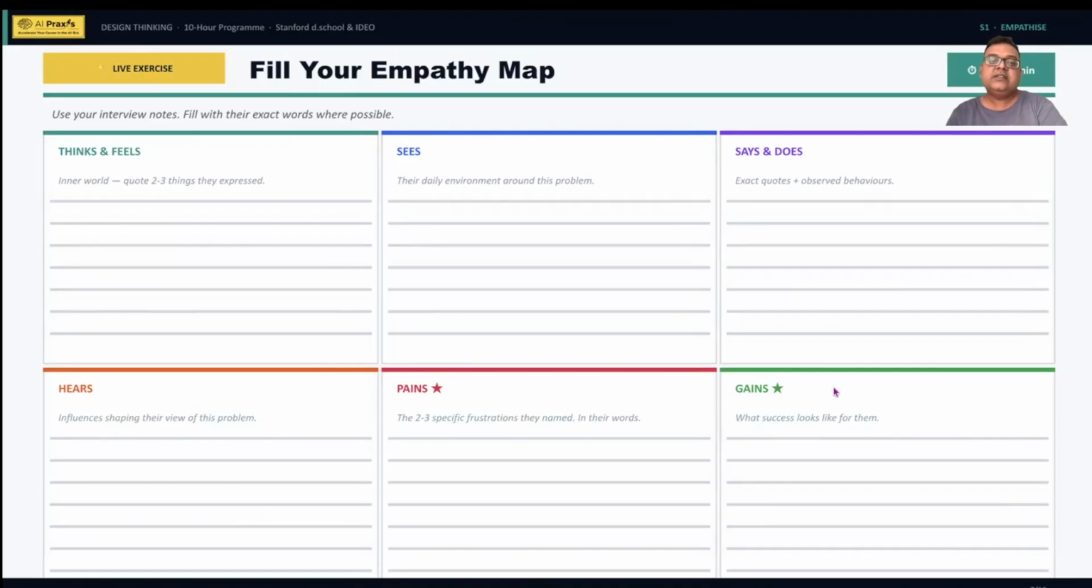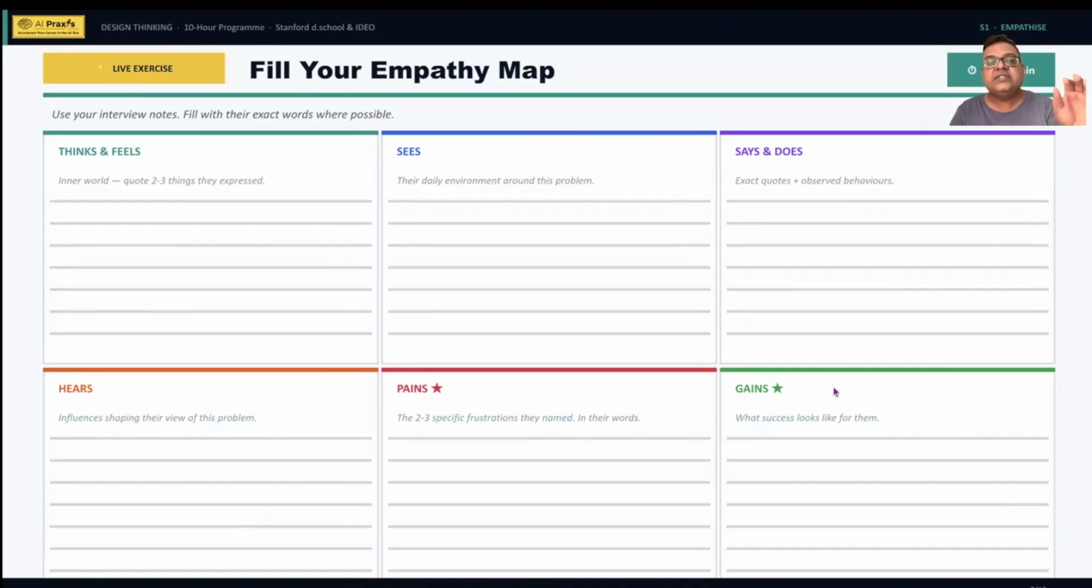So, step number one, start with your interview notes. Before you begin filling the map, go back to your interview notes, read them carefully, don't rush, read each quote again. Look at every observation you recorded. Very often you will notice something during your second reading that you completely missed during the interview. And that's perfectly normal. Design thinking rewards careful observation.